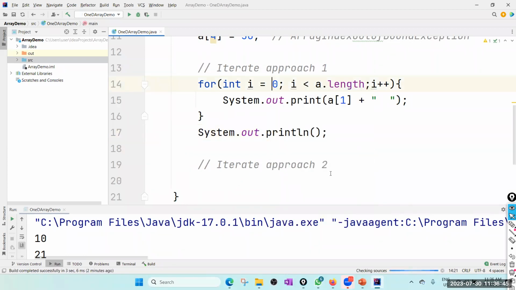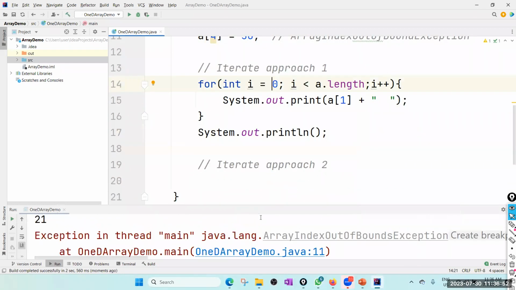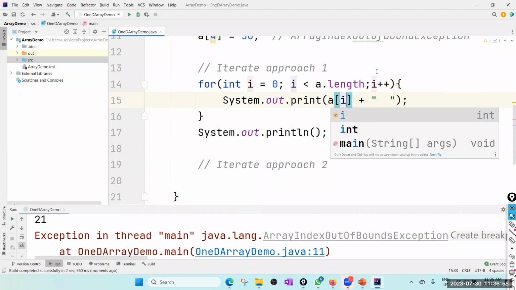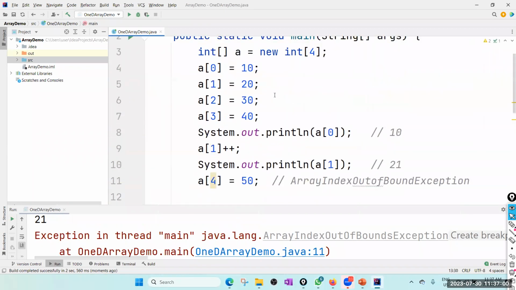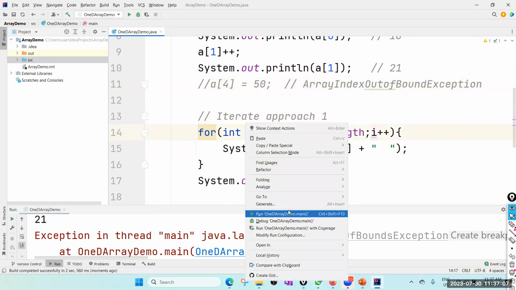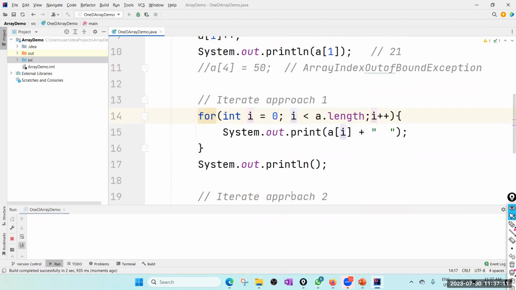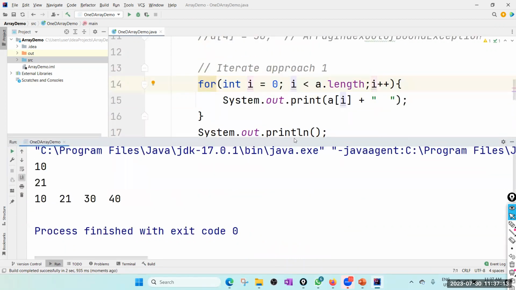So that iterates from the 0th element to the 3rd element. Okay. A of i. Now the comment is removed, and so this will print 10, 20, 30, 40. So that is one way of iteration.